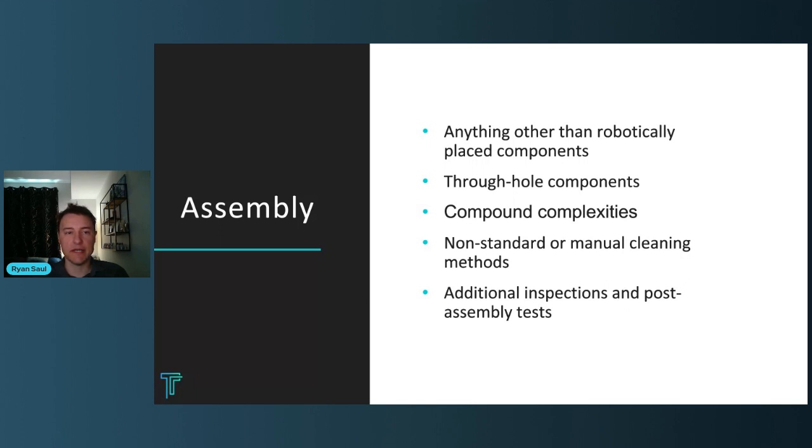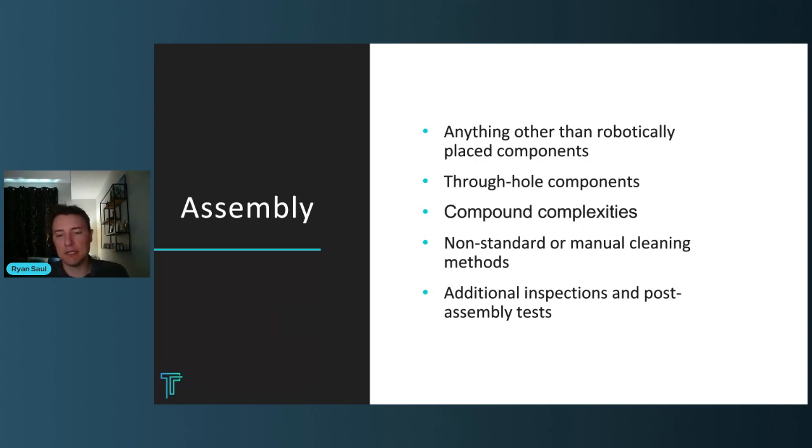All right, assembly. So what drives costs in assembly? I would say that as an assembly house, it's incredibly obvious to Tempo that the heart of modern assembly is robotically placed SMT components. If your design element is a robotically placed SMT component, you're doing it right. That's as low cost as it possibly can be. Anything that is not a robotically placed SMT component is going to incrementally add cost or dramatically, exponentially add cost, depending on what the design element is.